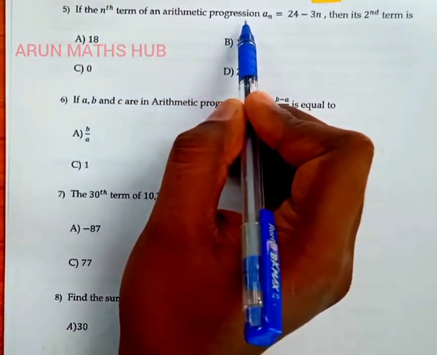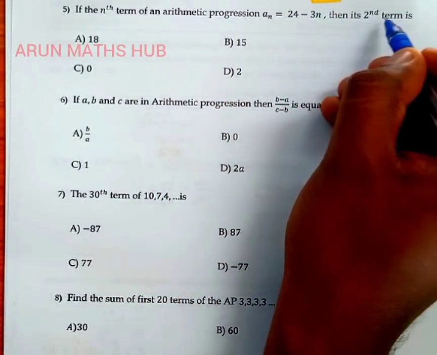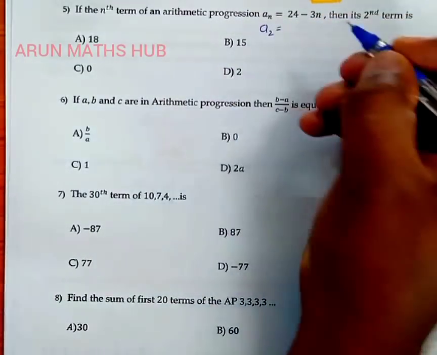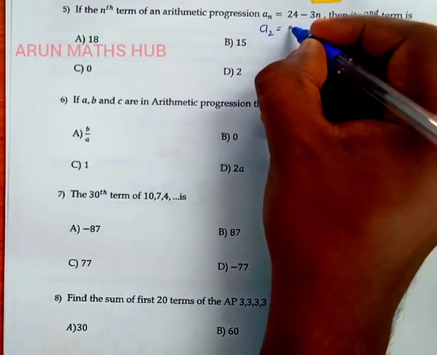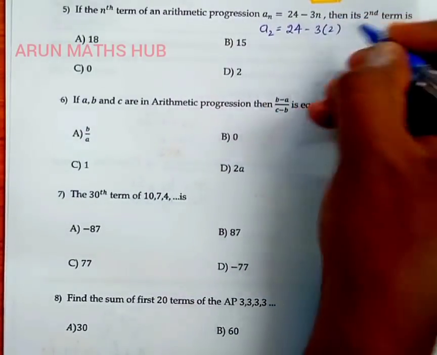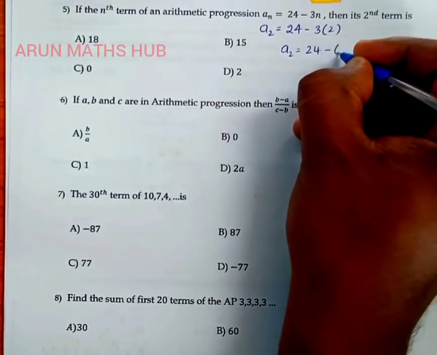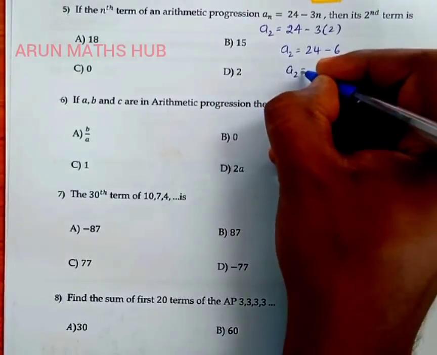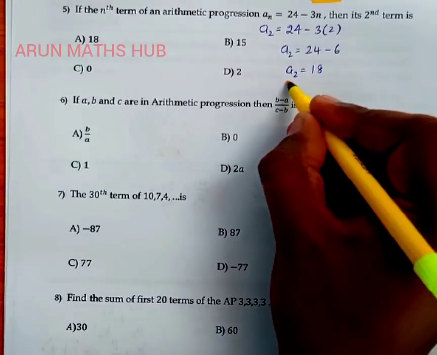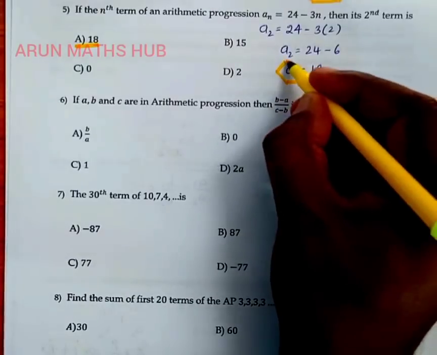Fifth question: if the nth term of an arithmetic progression is an equals 24 minus 3n, then its second term is. Very simple and direct question. We need to find out the second term. Replace n by 2, that is 24 minus 3 times 2. Therefore, a2 equals 24 minus 3 2s are 6, so a2 equals 24 minus 6. We get 18. Therefore, the value of the second term is 18. The correct answer is option A, 18.